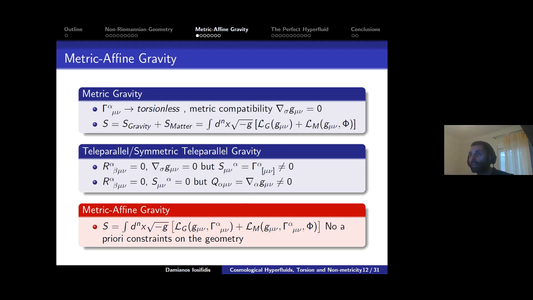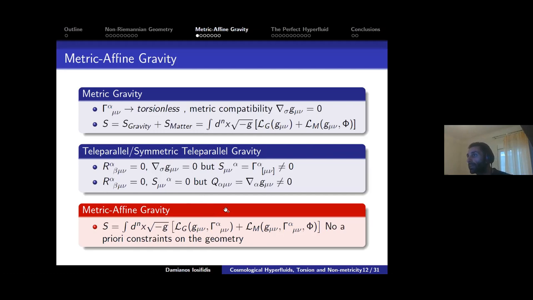So in metric-affine gravity, we start with an action that can depend both on the metric and its derivatives and the connection, and we make no a priori assumption about the connection. So the connection is a general one, and it's considered to be an independent field. So in order to find the relation with the metric, we have to perform independent variations with respect to the metric and the connection. So the connection is a new dynamical field here.